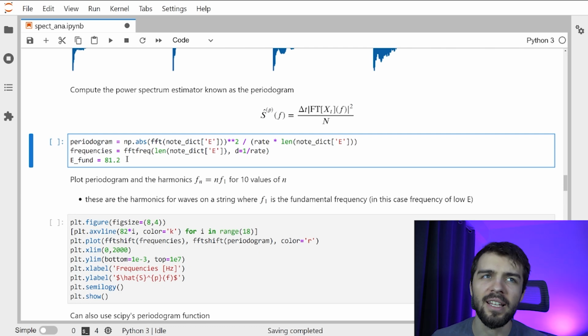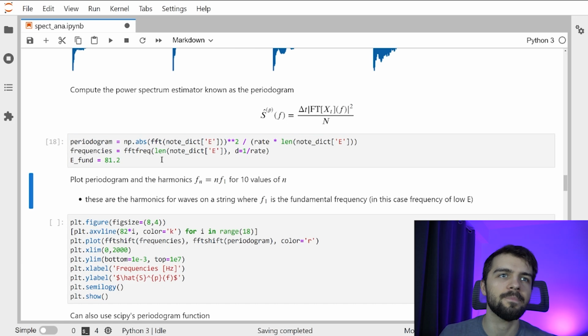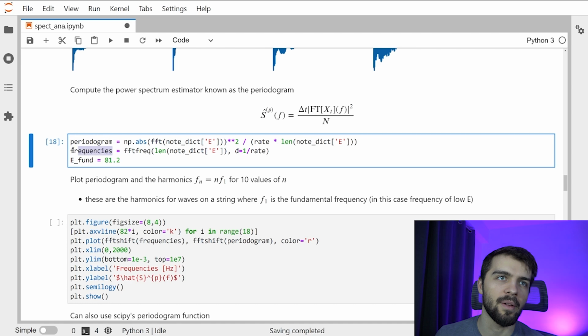And so my guitar was slightly out of tune, so the fundamental frequency was about 81.2 hertz. I'm just going to write that down. And what we're going to do is plot the periodogram, which is what we have here. We have the periodogram, and we have the frequencies and the harmonics of the guitar.